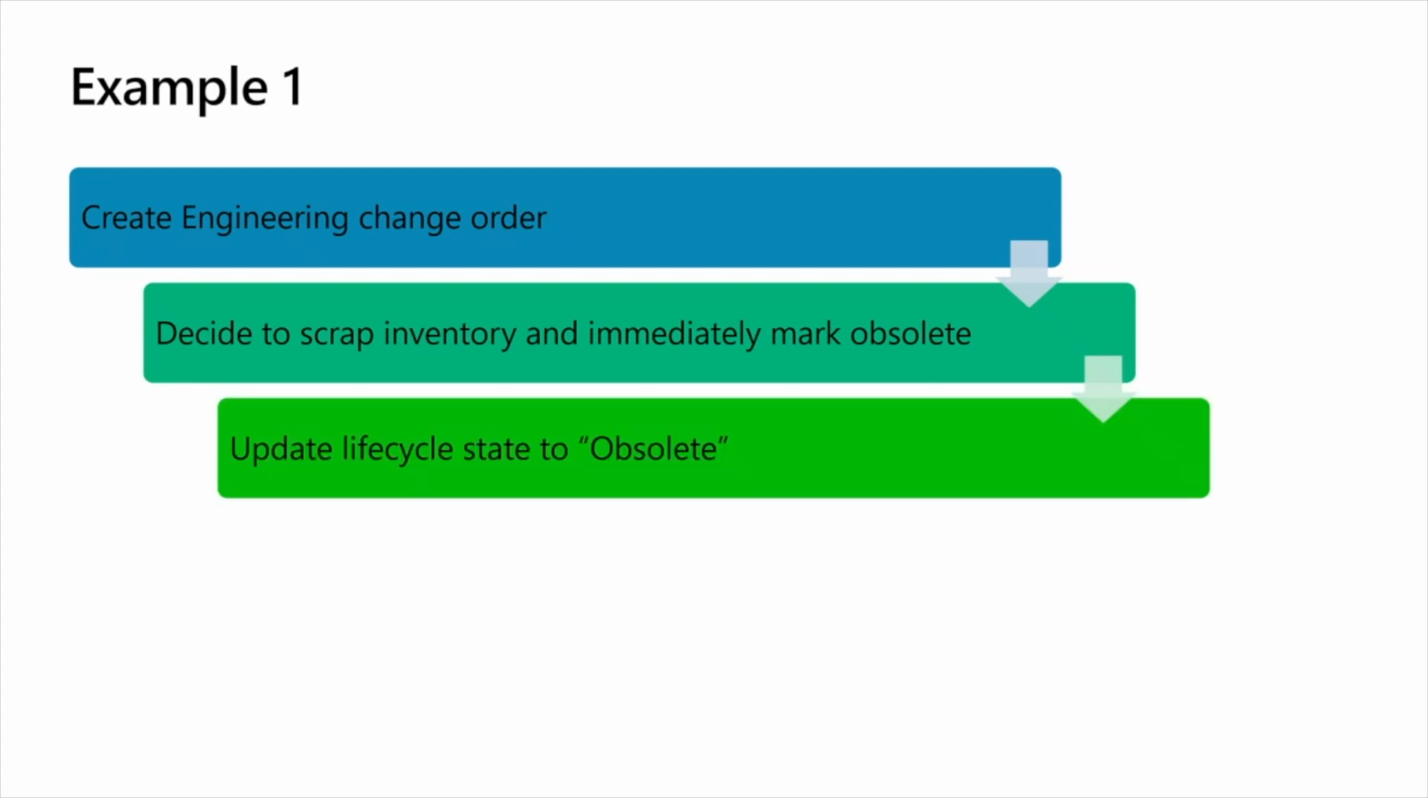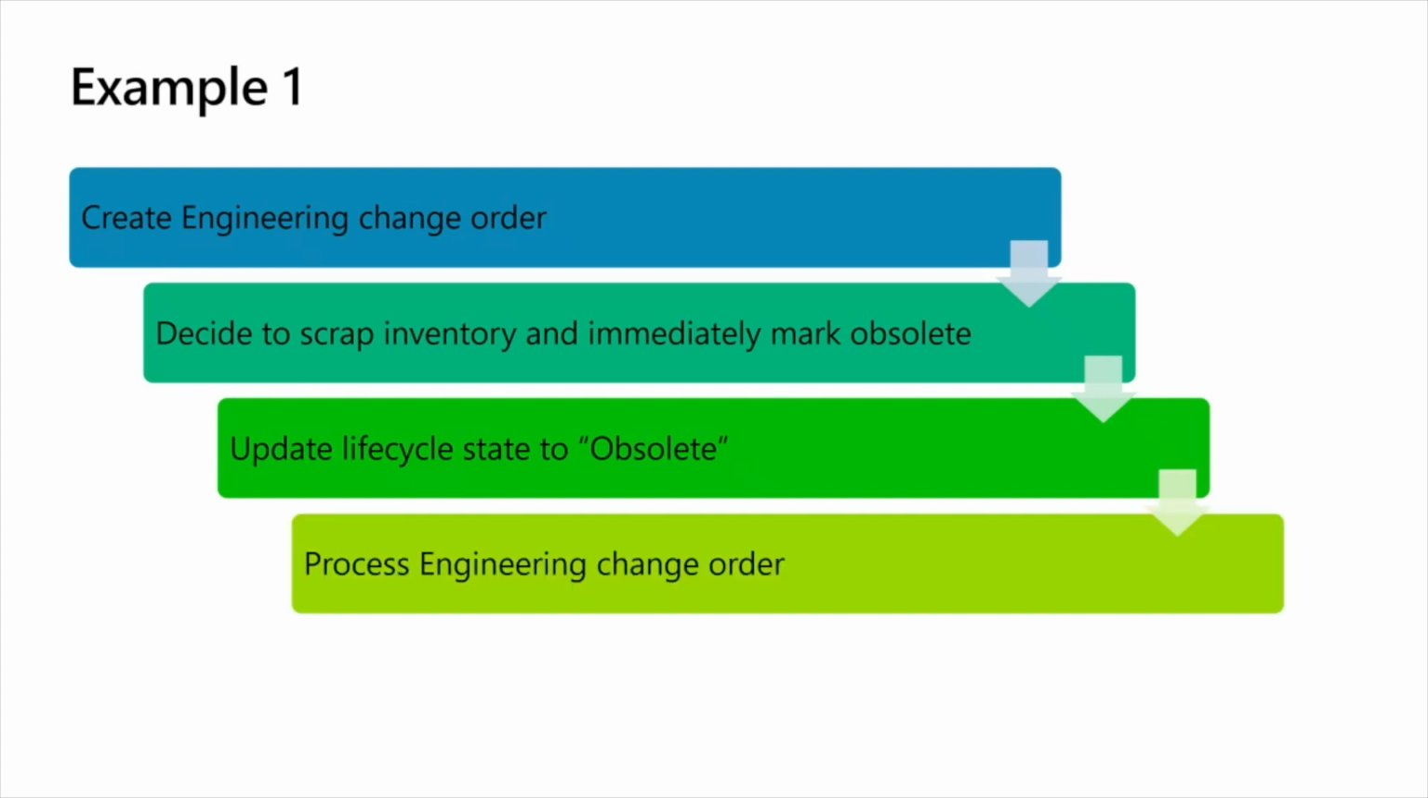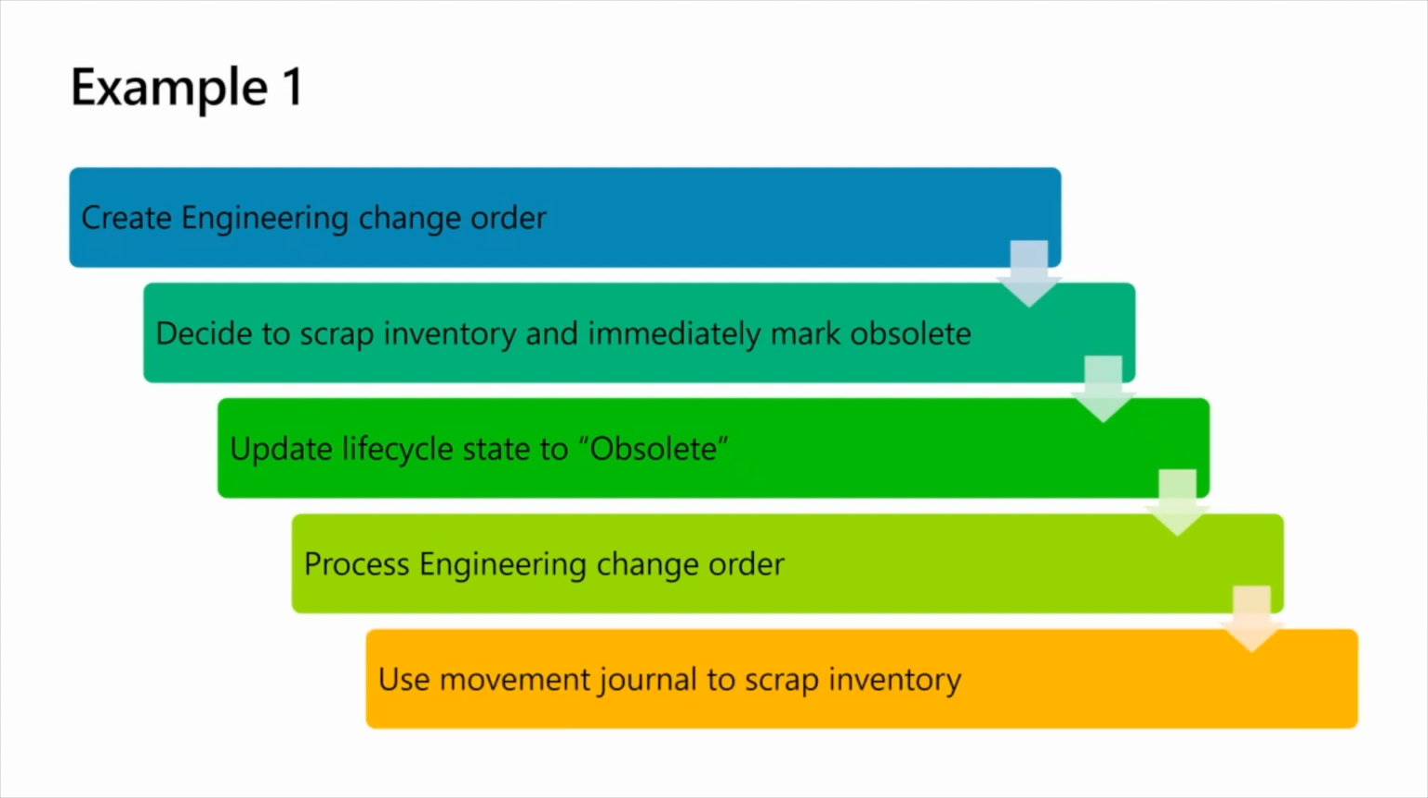In the engineering change order, we're going to mark the new product lifecycle state should be the obsolete state, which is going to prevent users from posting any transactions on the item. We'll run through the approvals process and process the engineering change order, which will push the updates out from the engineering company into our operational companies. And then in each operational company, we will use a movement journal linked to a scrap account to write off our remaining on-hand inventory.